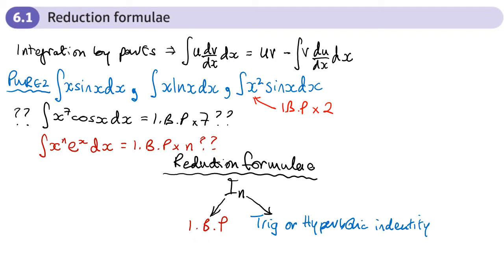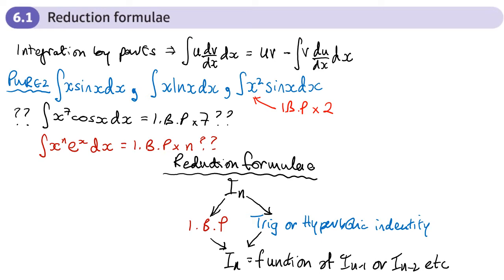And then when we write a reduction formula, we're going to end up with something like In equals some sort of function of maybe In minus 1 or In minus 2, something like that. It's going to be some sort of function of a slightly different integral. So rather than n, we'll have maybe n minus 1 or n minus 2. But you'll see this as we go through the examples.